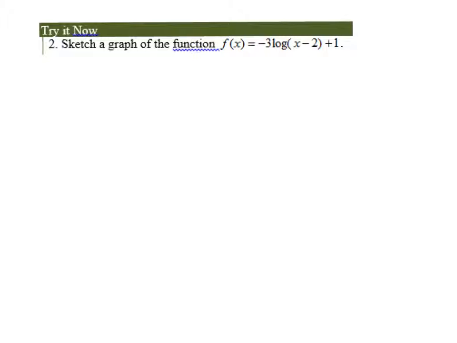So let's see. I'm seeing a graph. What am I seeing here? I'm seeing a vertical stretch. I'm also seeing a reflection around the x-axis, right? I'm seeing it's been shifted right 2 and up 1. So let's see, we can start doing this.